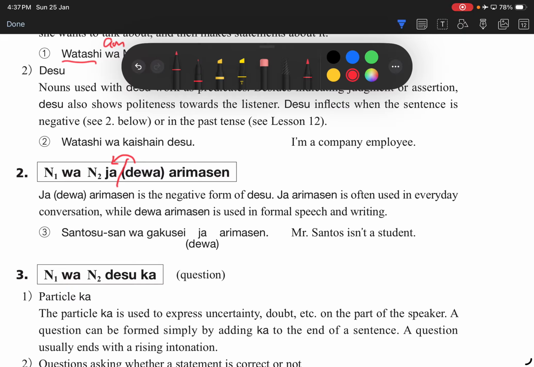Previously I thought ja was more rude, but it turns out when I ask Japanese people, they all say no, same. But for me I always use dewa. I don't use ja; it sounds a bit too casual to me. So for example, number 3 sentence example: Santos-san wa gakusei ja arimasen, gakusei dewa arimasen. Gakusei desu means I'm a student. Gakusei dewa arimasen means not a student.